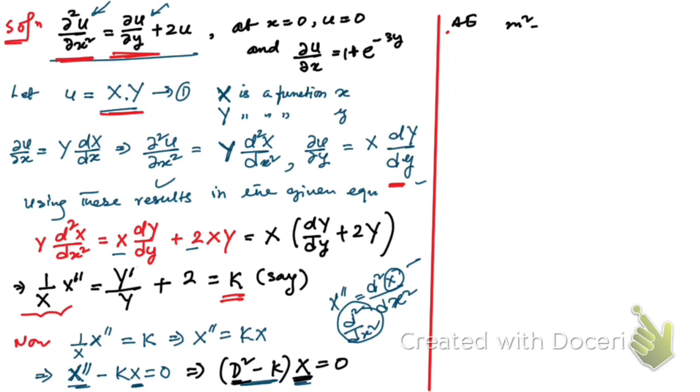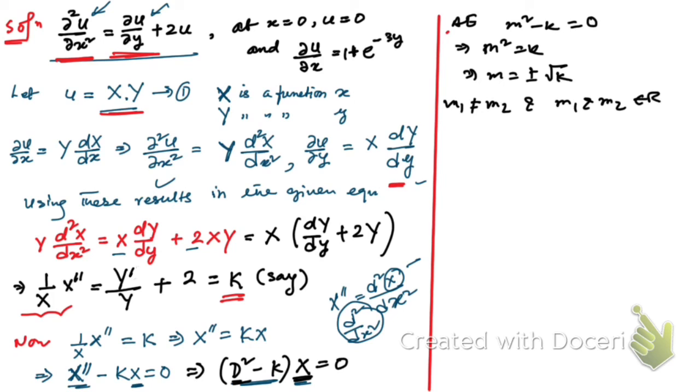So now our auxiliary equation will be like this, and d square is replaced by m square minus k is equal to 0. And if you solve this equation, then you're gonna get m is equal to plus minus root k, right? Now the roots here, m1 and m2, that means plus root k and minus root k, there are two roots m1 and m2. These two are not equal, but they belong to the set of real numbers.